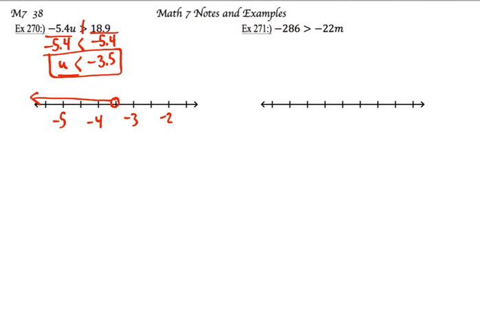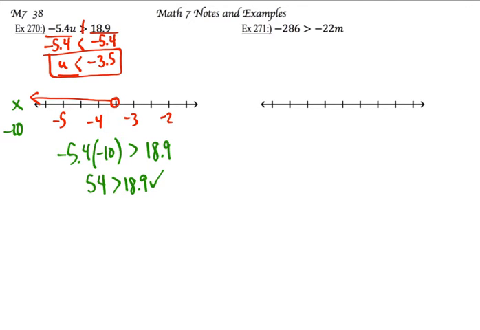Something, let's do negative 10. Negative 10 is an easy number to multiply. Negative 5.4 times negative 10 is greater than 18.9. The original problem with negative 10 plugged in. Negative 5.4 times negative 10 is positive 54. 54 is bigger than 18.9 is true. So that checks out. Next example.